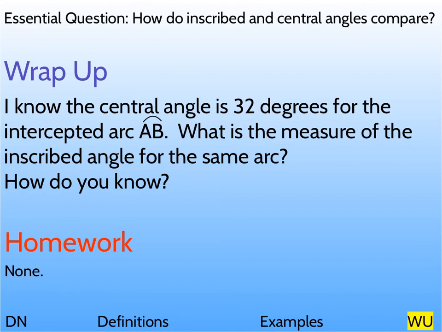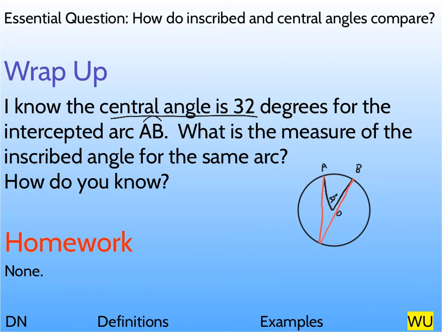I know the central angle is 32 degrees for the intercepted arc AB. What is the measure of the inscribed angle for the same arc? How do you know? A lot of words there. Here's my suggestion to you. First, draw a picture. Magic! So the central angle is 32 degrees, which I already have labeled there. It's saying, what about the inscribed angle from the same arc? So from the same arc means you'd have to start from A and B, and then you can pick any place along there.